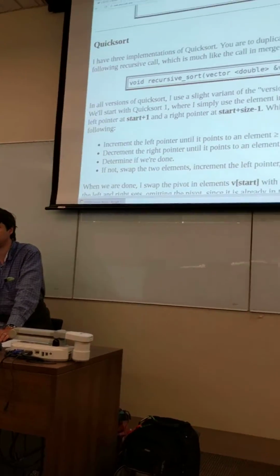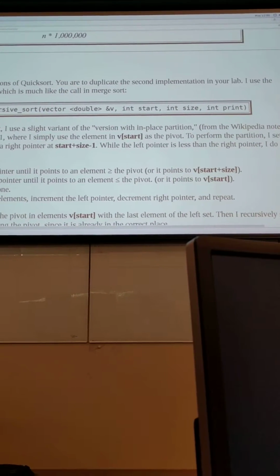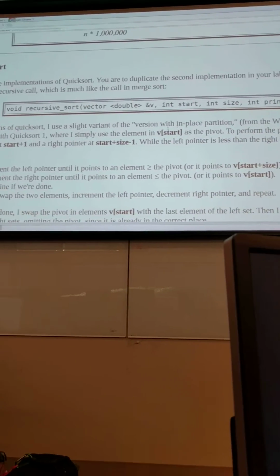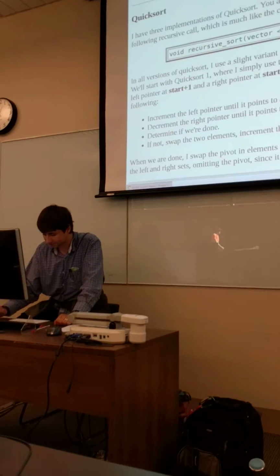Quick sort's very similar, except the recursive sort function is different since it doesn't need a temporary vector, and also the process you do for each of these sorts is going to be different.